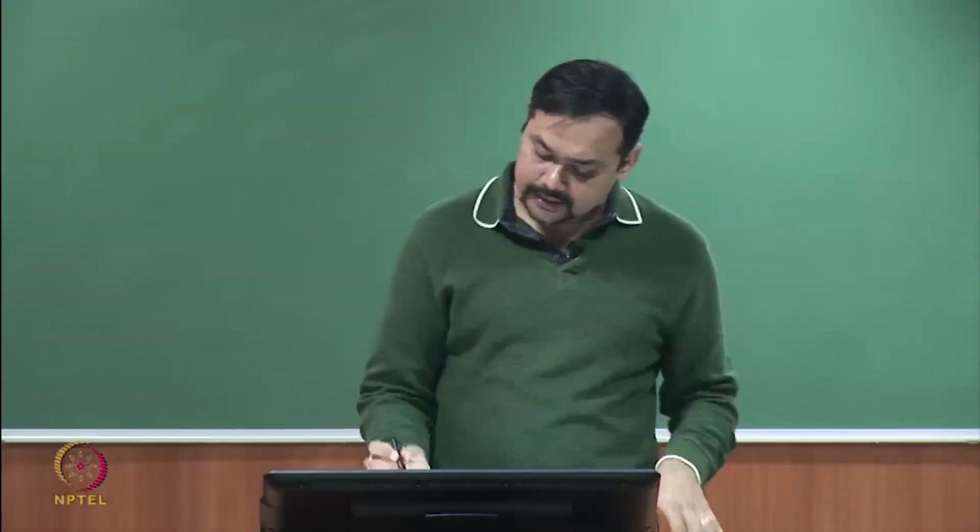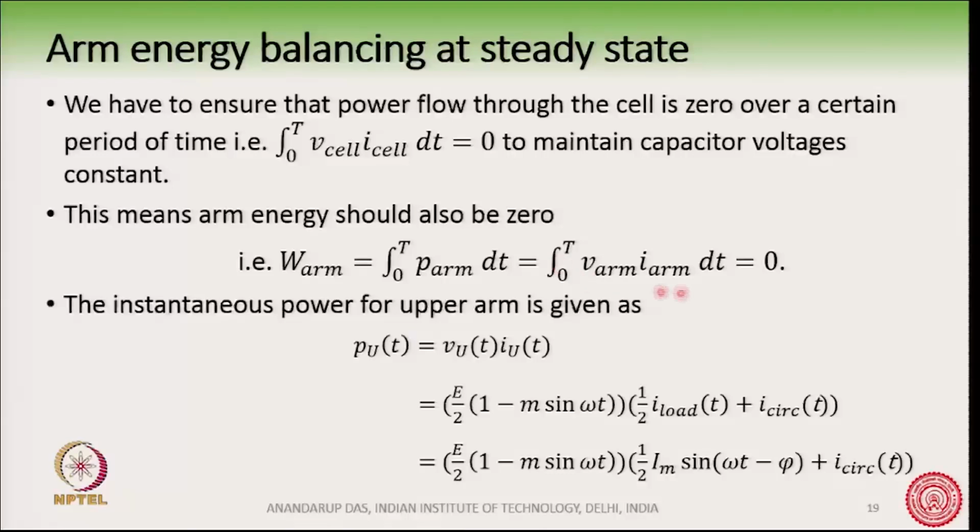So, we have to make this equation satisfied, that the integral of V arm times I arm dt is 0 over a time period. So, let us see the upper arm. We try to find out what the upper arm power is. This is V u(t) into I u(t), fine.